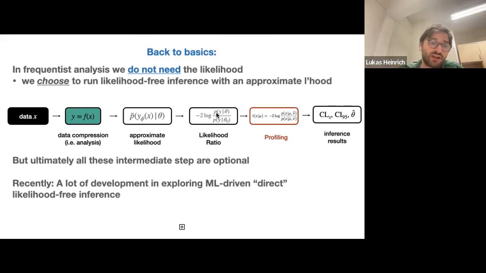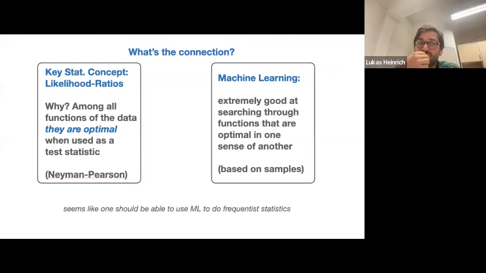And so recently there was a lot of development in exploring machine learning driven, more direct likelihood-free inference, where you're not insisting on having this very interpretable chain of intermediate steps, but you try to model more end-to-end in a machine learning way. And so you can think about what the connection is between machine learning and frequentist inference. And it's really quite straightforward, where a key statistics concept is the likelihood ratio.